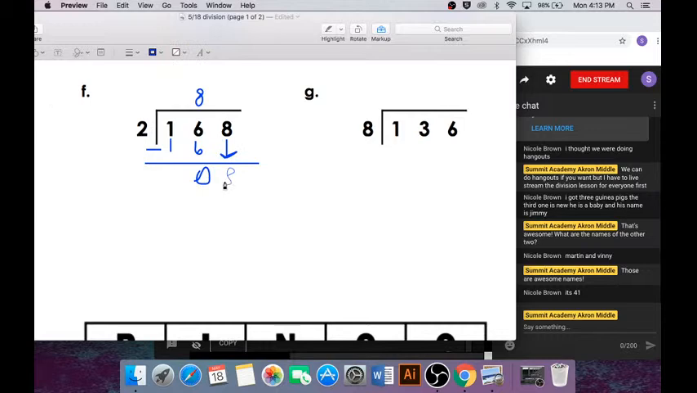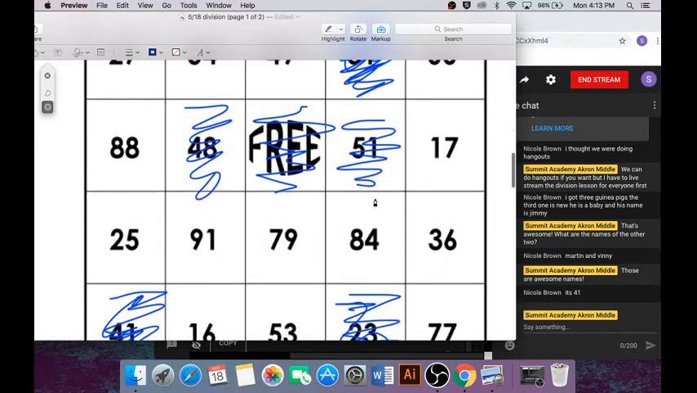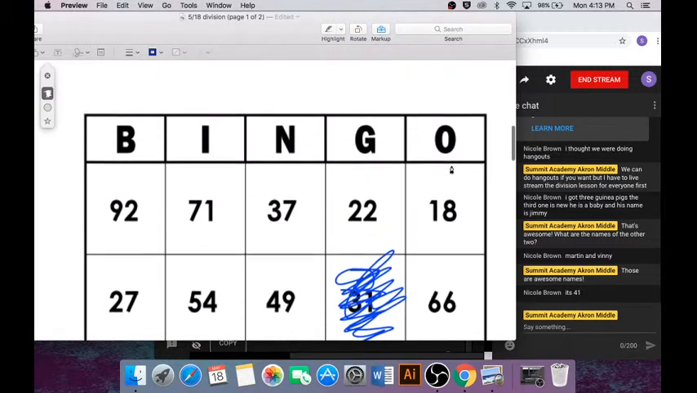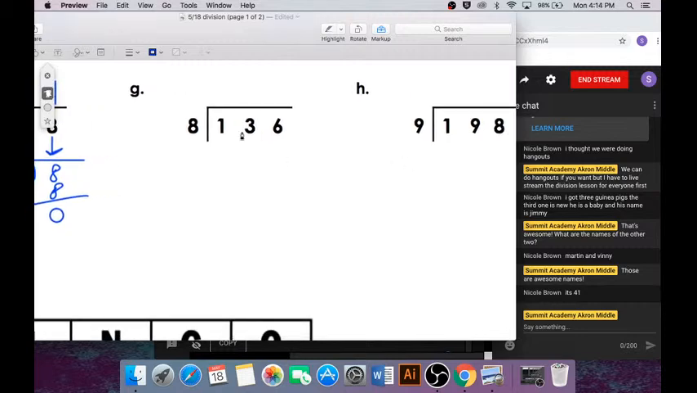Now we're going to see how many times 2 goes into 8. 2 can go into 8 4 times without going over. 4 times 2 is 8. And then 8 minus 8 is 0. So now we need to find 84 on our bingo board. Okay. We got 2 more left. So now we're going to figure out 136 divided by 8.